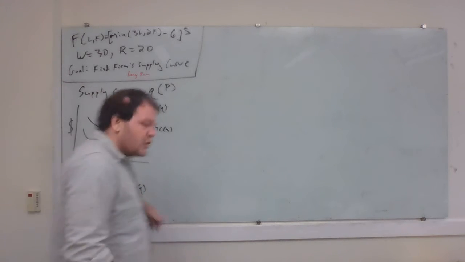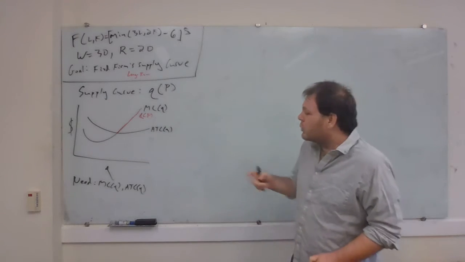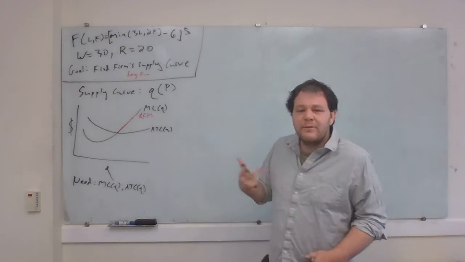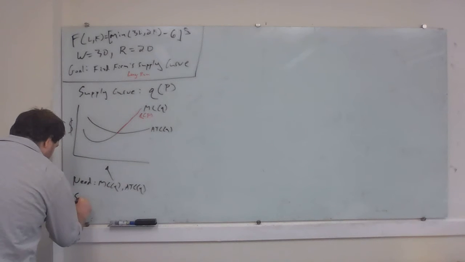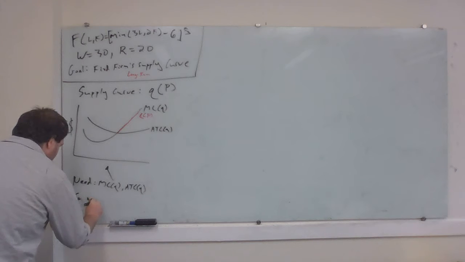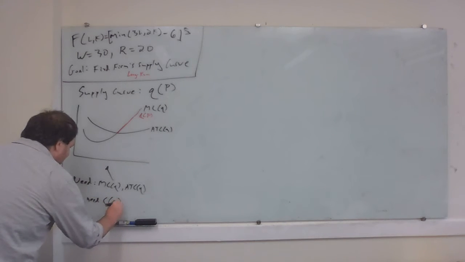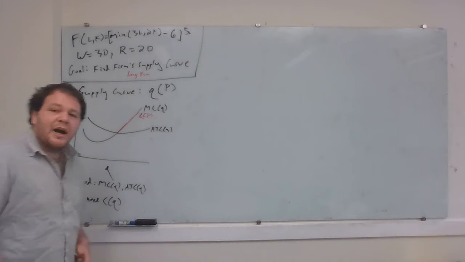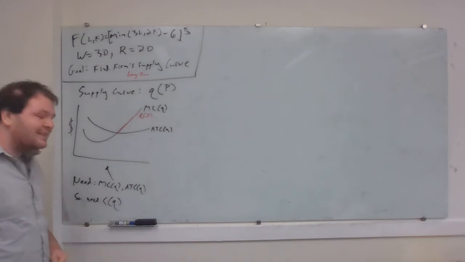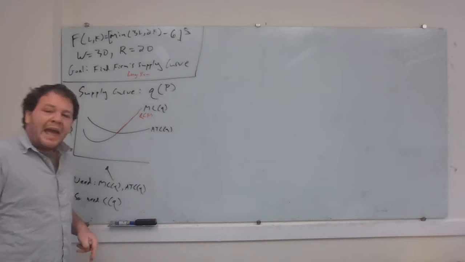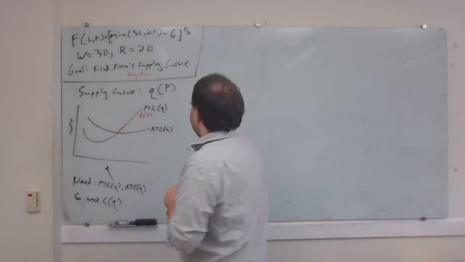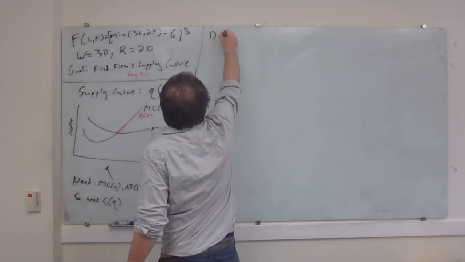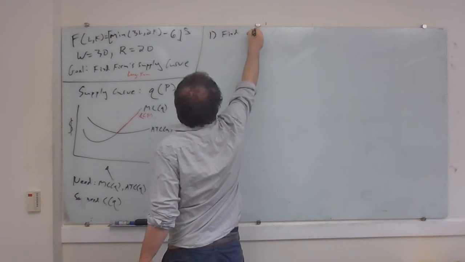And how are we going to find marginal cost and average total cost? Well, in order to find those, we're going to need to find our overall cost. So we'll need our overall cost curve, C of Q, so that we can find our marginal cost as the derivative of C with respect to Q, and our average total cost as C divided by Q. Great. So what we need is C of Q. Step one, it's going to be to find C of Q.